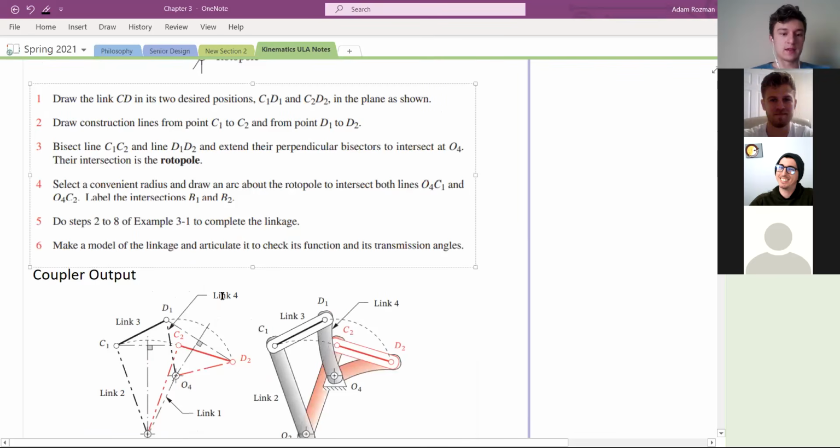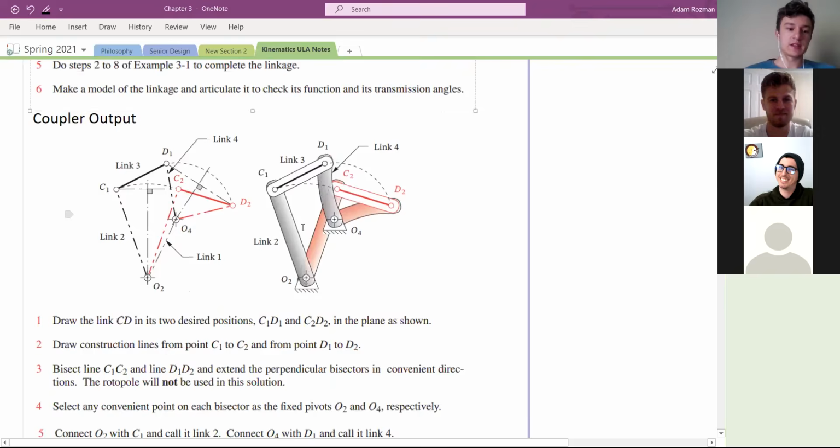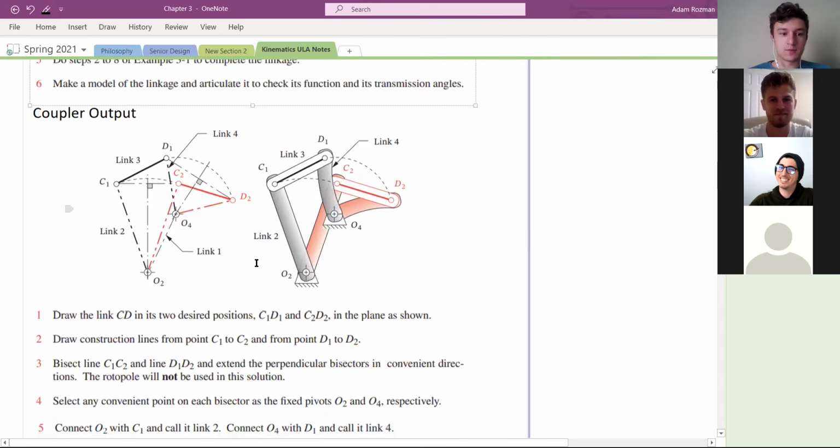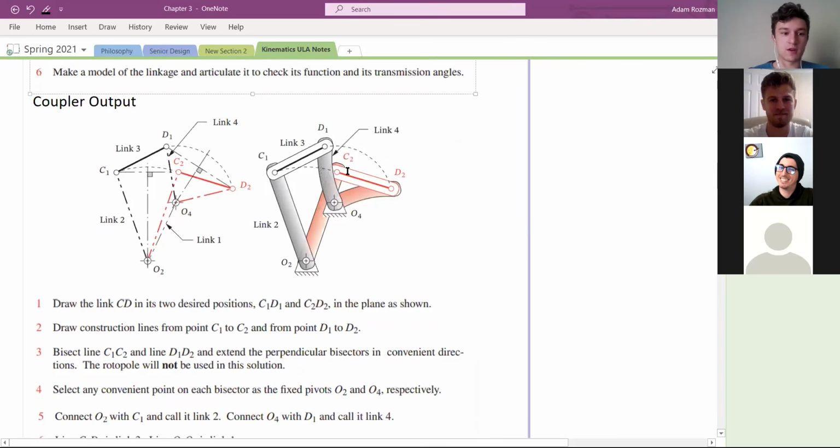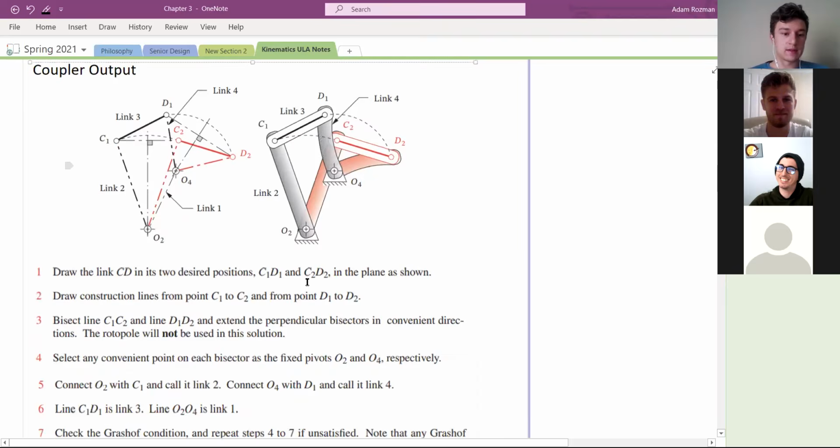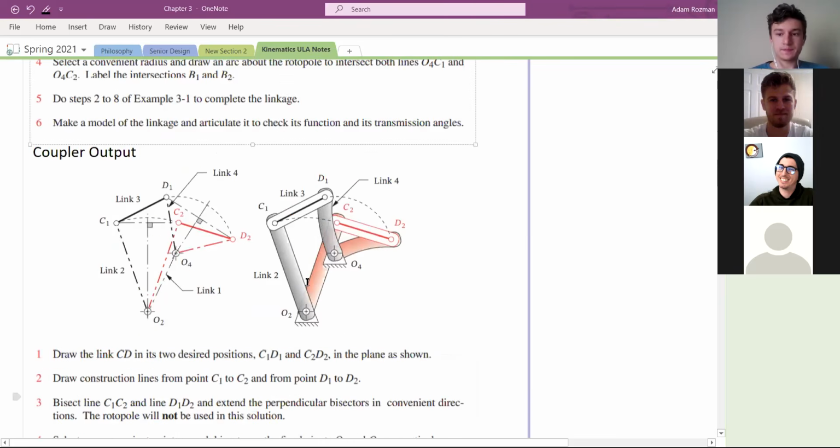The coupler output is one of the more interesting ones, I'd say. I think you worked on this in your homework. That was one of the harder questions for chapter 3. Something like this should look a little familiar. Moving the coupler from position 1 to position 2 and back, just making a 4-bar. Yeah, I think that was problem 3 in the homework for chapter 3. Yes.